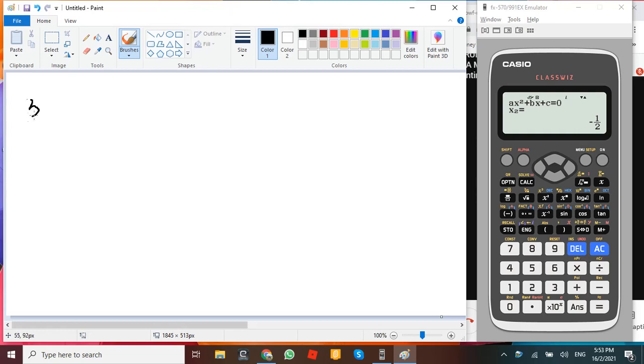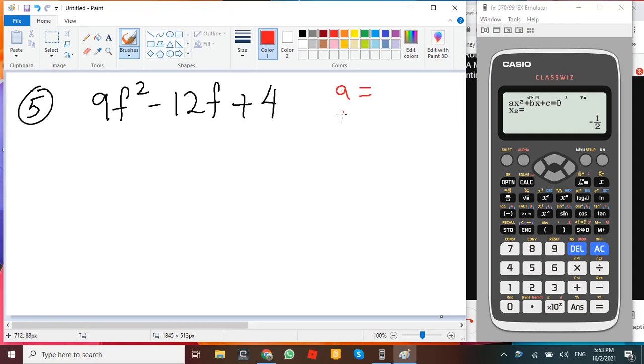Okay, question number 5. Let me choose this one: 9f squared minus 12f plus 4. Okay, so the values of A, B, and C. The value of A is 9, the value of B is negative 12, and the value of C is positive 4.